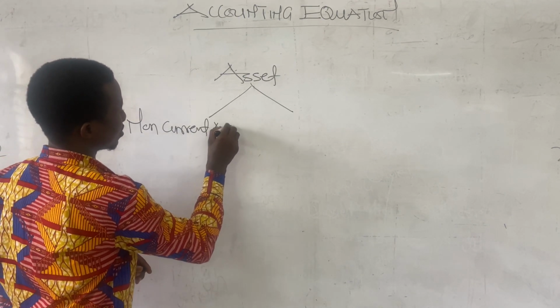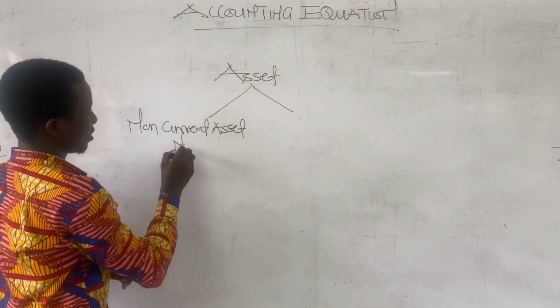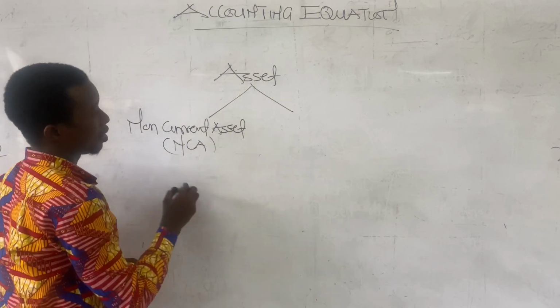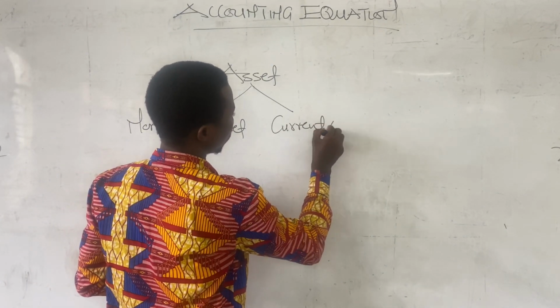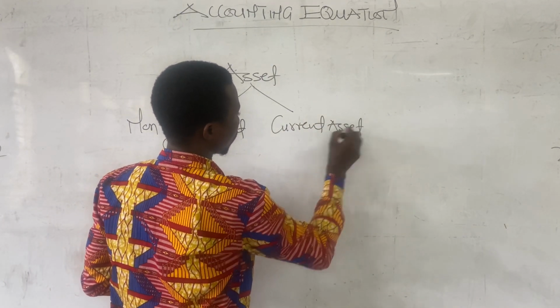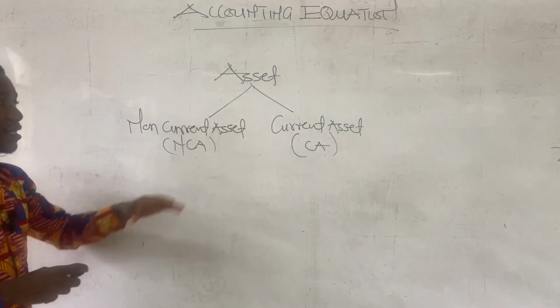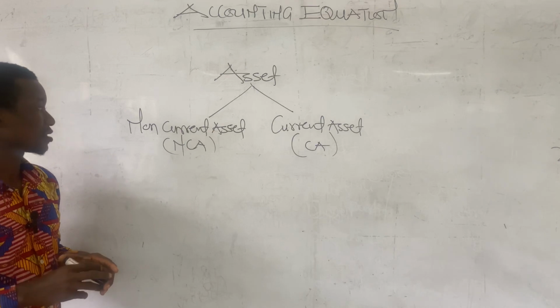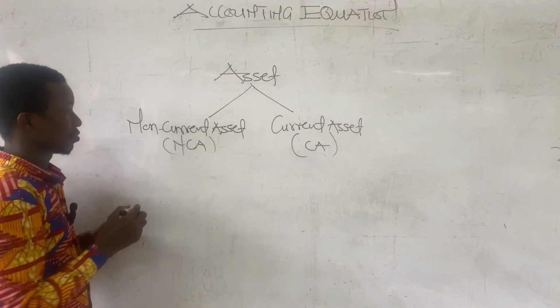We have the non-current asset, that is the NCA, and then we have the current asset, that is the CA. These are the two broad classifications of assets. So when we say non-current asset, what does it mean?